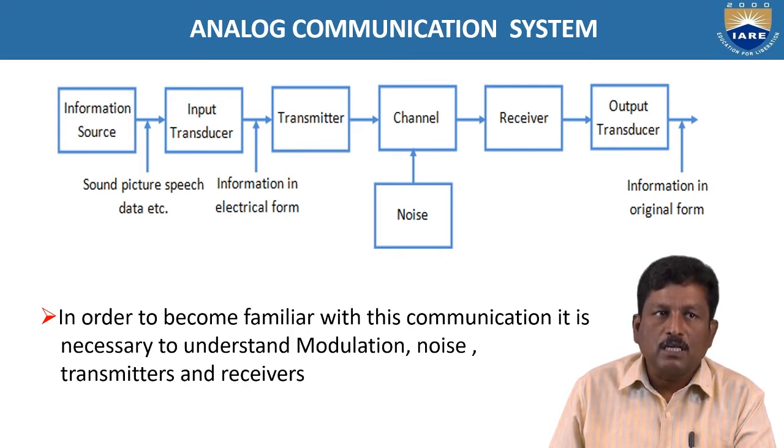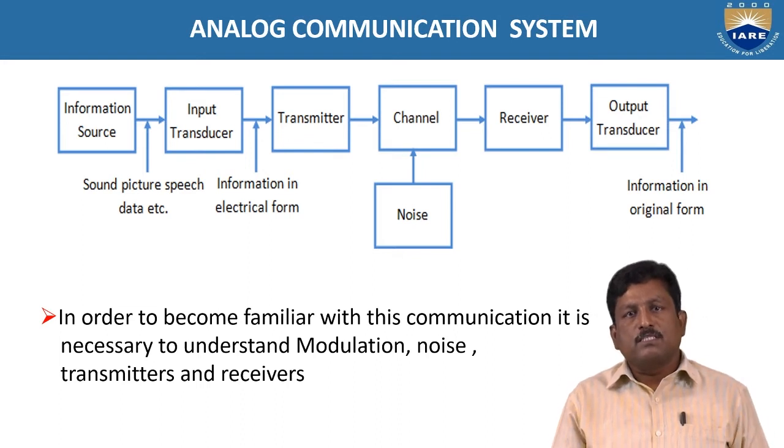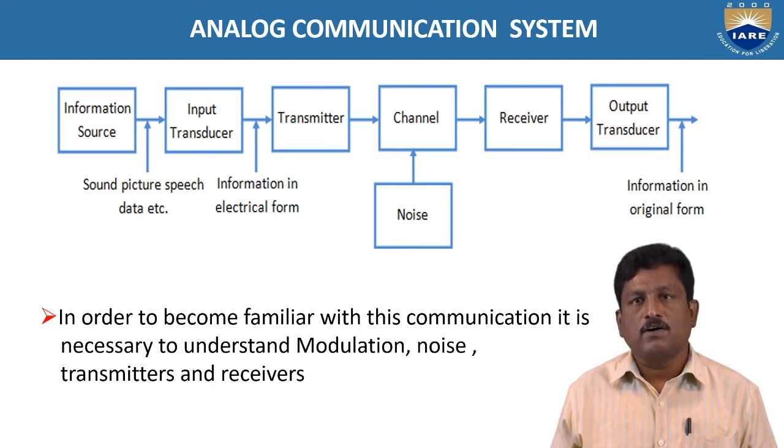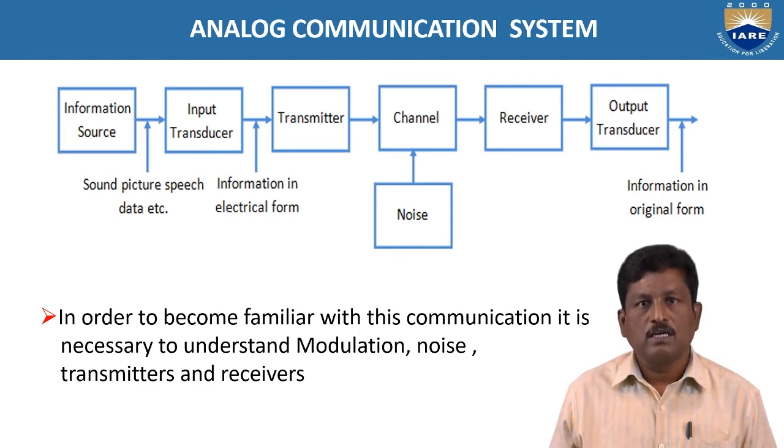During transmission, there is the effect of noise, from the external environment or it may be internal to the circuit. Then the third element of the communication system is the receiver. The receiver receives the modulated signal and, by the operation of demodulation, converts the modulated signal back into the modulating signal, the baseband signal. Once the baseband signal is received, it is converted into the original sound signal by the help of the output transducer.